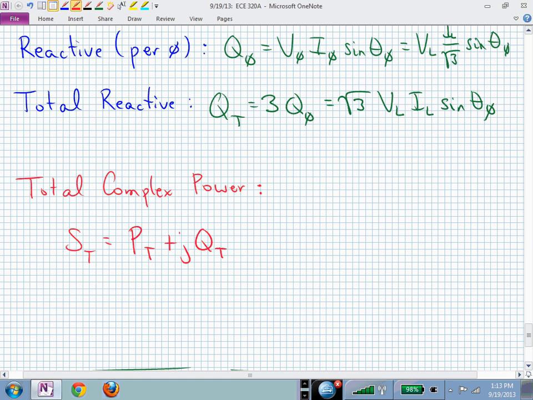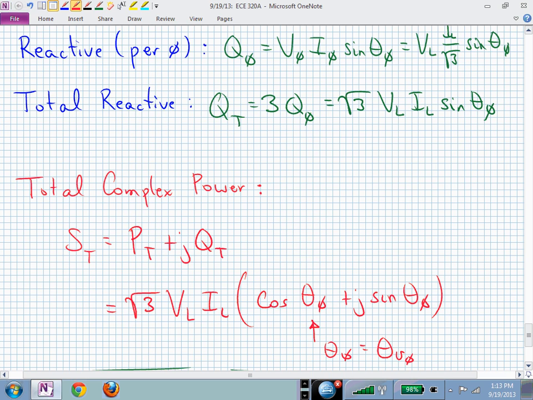And we can also then write this as this square root of 3 V line I line cosine of theta sub phi plus j sine of theta sub phi. Again, where this theta sub phi is now the angle of the impedance of your load, or is related to the phase voltage angle and the phase current angle.